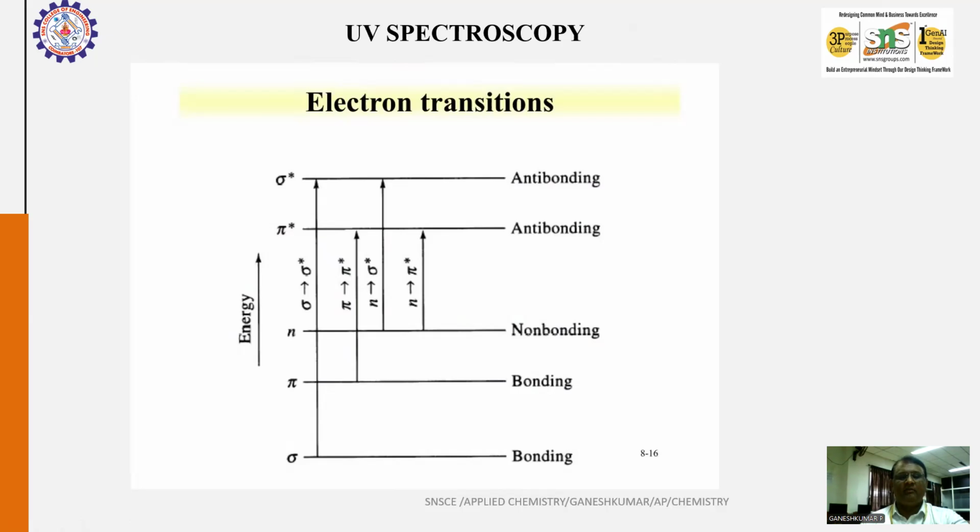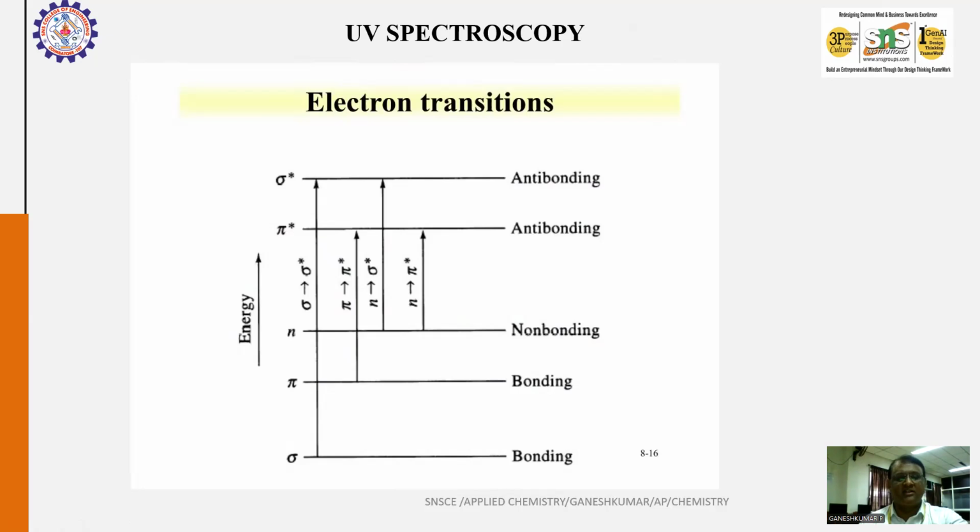At the bottom, we put sigma. Sigma means the electrons present in a single bond, and pi electrons, that means in a double bond, and non-bonding electrons, which are not paired and not involved in bonding. All of these electrons absorb energy and move to the excited state. So how much energy is being absorbed?